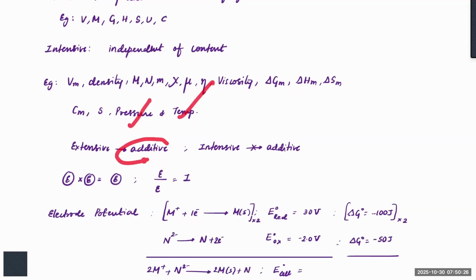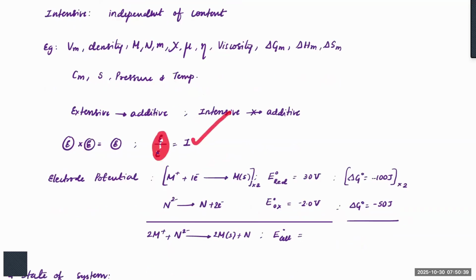Extensive are usually additive, intensive are not additive. And you know that extensive, if you multiply that with extensive, you will get an extensive part. But extensive, when you divide by extensive, you will get an intensive part.